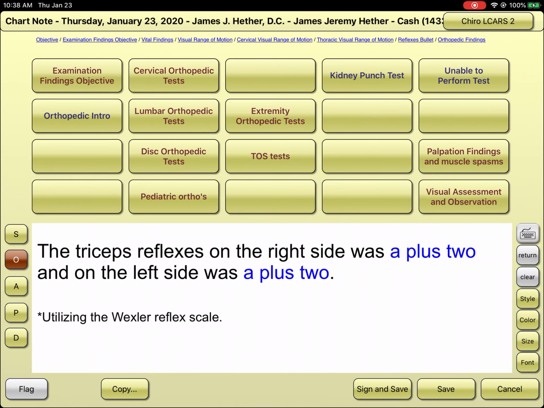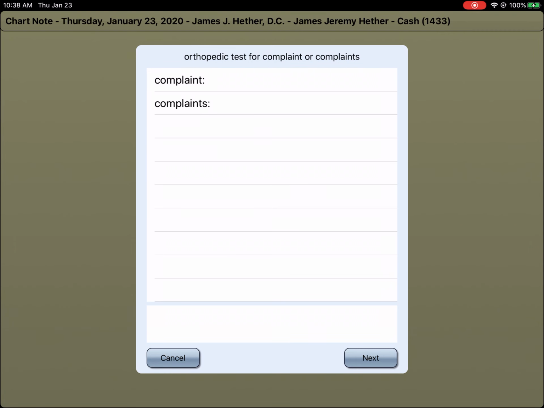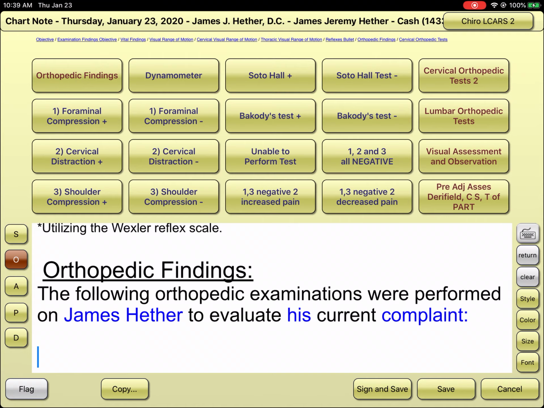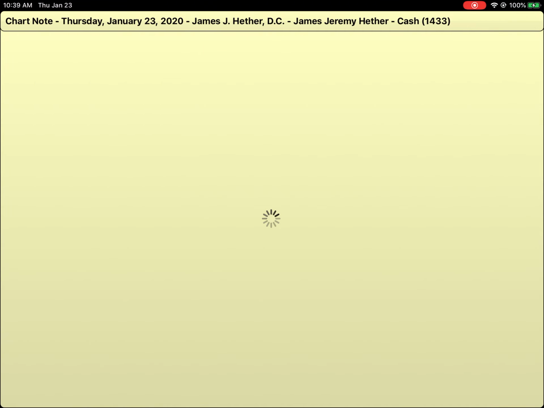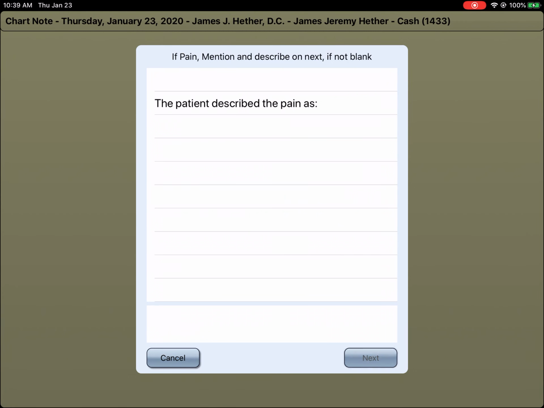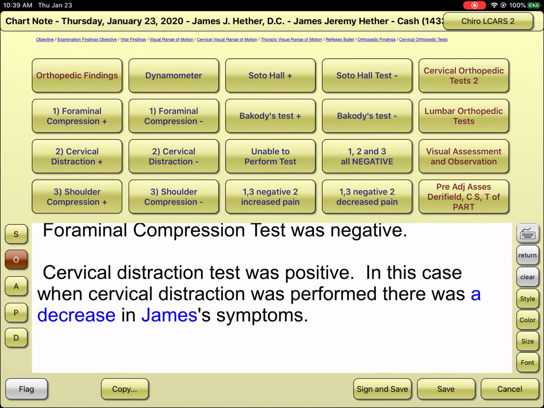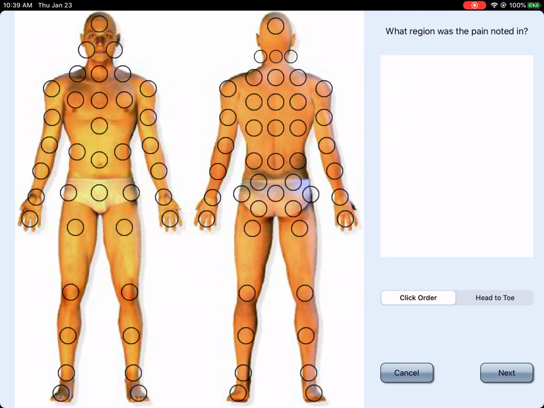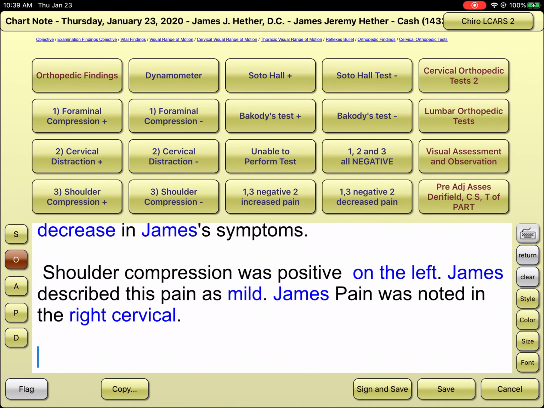From there, we go into the orthopedics, where we could introduce the heading of orthopedics for these complaints. Cervical had negative foramen compression. Lifting up on the head caused a decrease in neck pain. And when we did shoulder depressor, it was positive on the left, and this pain was mild. From there, we can say it was on the right side of the neck. And moving forward, we can go over to visual range of motion if we're looking at the patient's back or lumbar complaints or other cervical orthopedics.